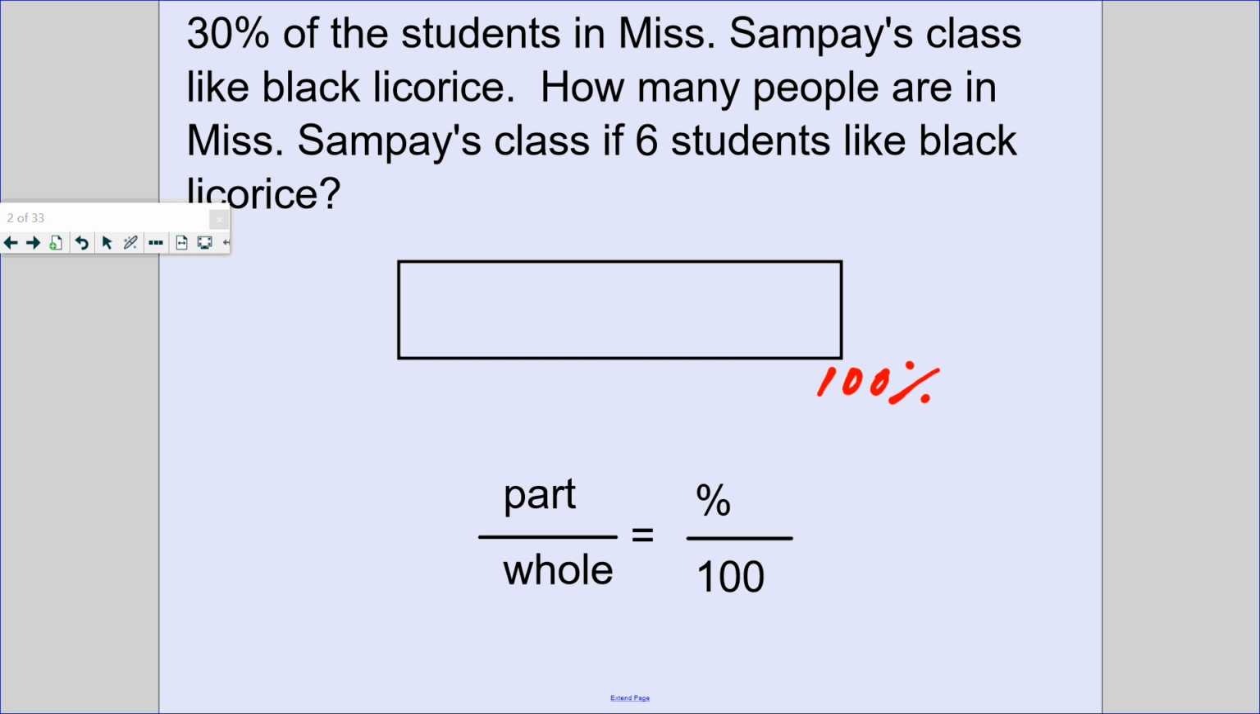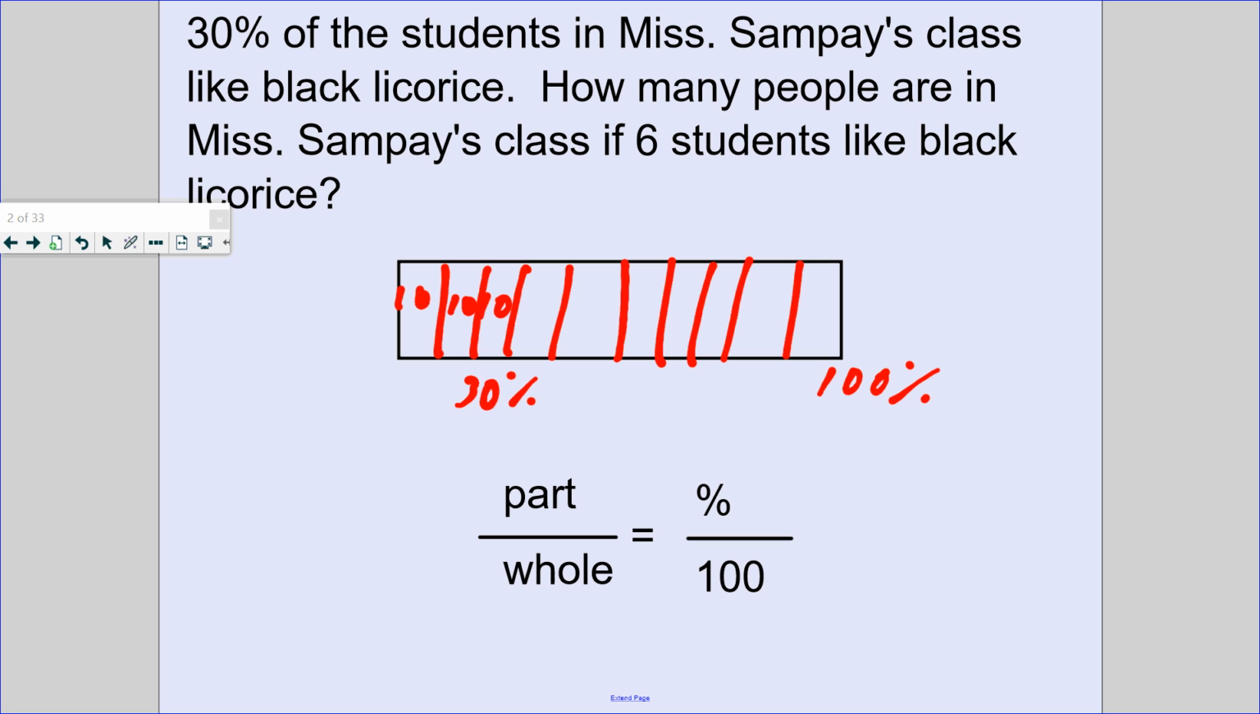What do you want to break this down into? I want to break this into 10 equal sections. If I break down 100% into 10 sections, what percent represents each section? Hopefully we'll say 10%, 10%, 10%. So the first three sections represent 30%. So 30% of students in Miss Sampay's class like black licorice, which is right here.